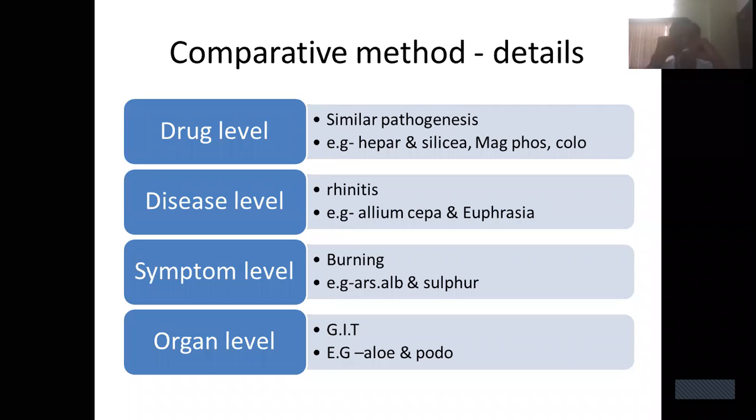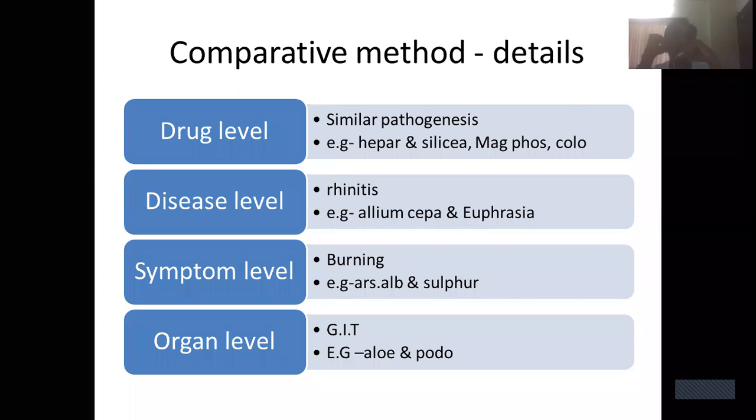similarity is at the level of drug. Another comparison is at the level of disease. Another comparison is at the level of symptom. Another comparison is at the level of organ. Then we study the details of this comparative method one by one.